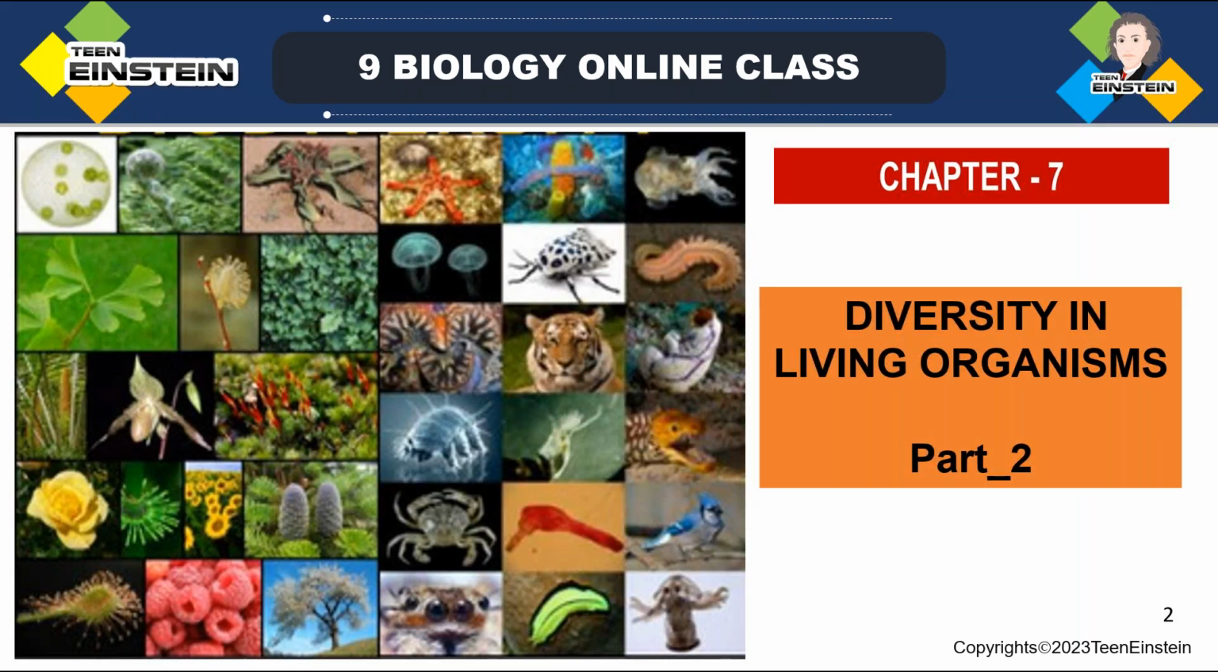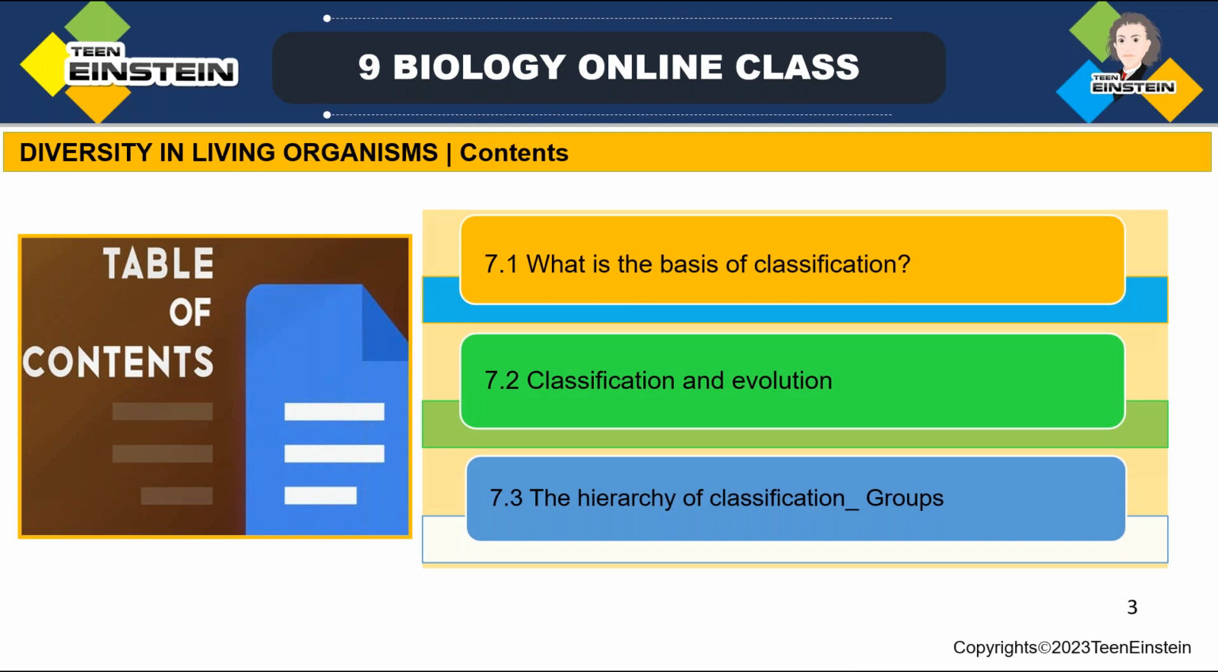So we have started the new chapter, Diversity in Living Organisms, which is the 7th chapter in 9th standard. And this is the second part. In this chapter, we are learning about what is the basis of classification. You know that diverse living forms are there on this earth. Different types of organisms are there. So on what basis are you classifying all these organisms? That is the first thing which we are learning.